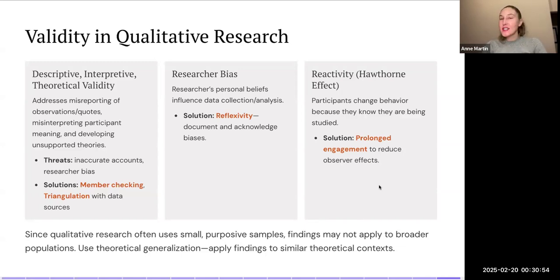And since the goal in qualitative research is not generalizability, and instead it uses a smaller sample size that is purposefully selected, understanding that it doesn't generalize in the way that quantitative research does, you use theoretical generalization to apply the findings to similar theoretical contexts, and make sure that the data is transparent so researchers can interpret them.